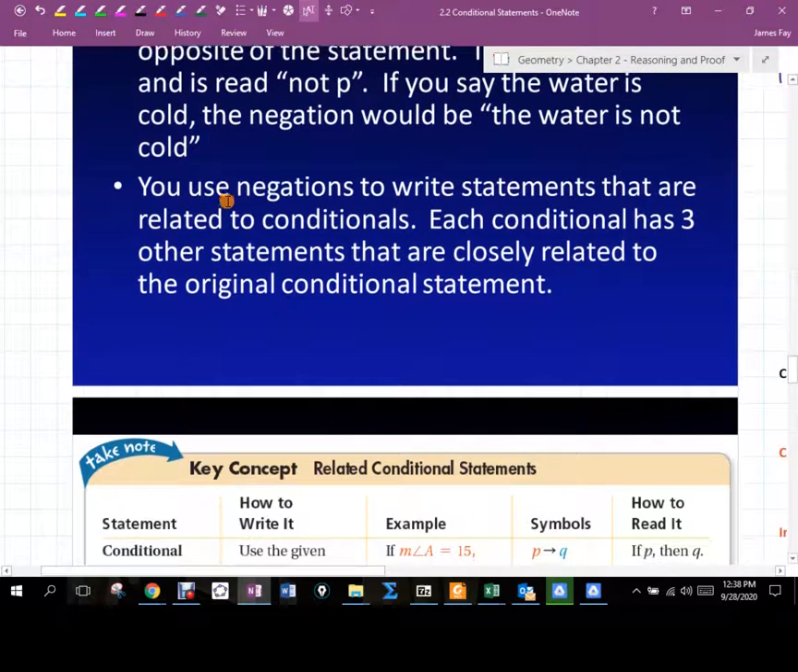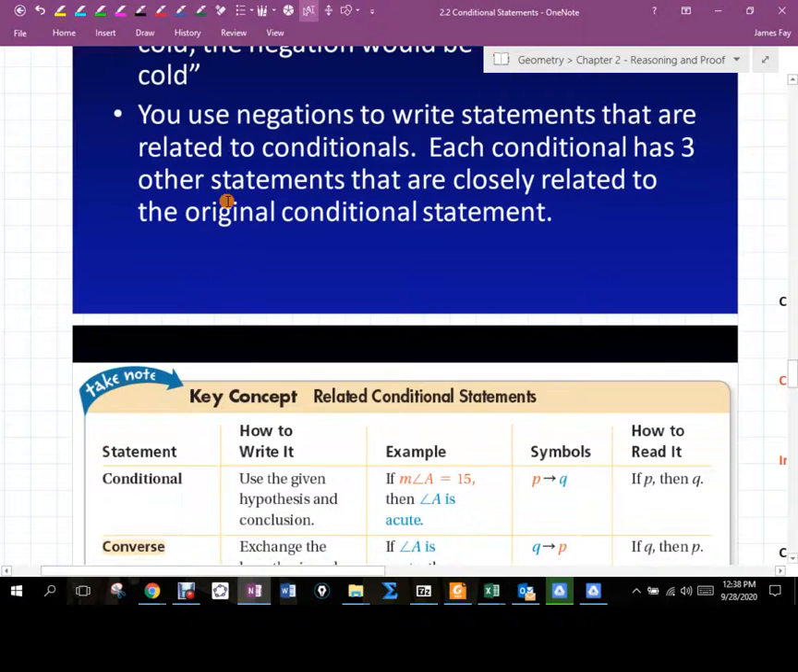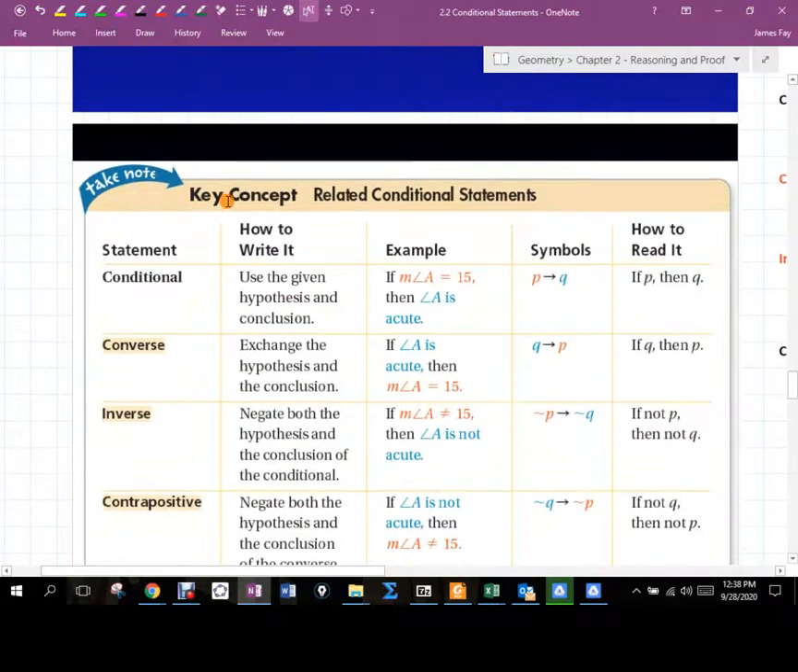So you use negations to write statements that are related to conditionals. Each conditional has three other statements that are closely related to the original conditional statement. Okay. So tomorrow, we'll stop here today. Tomorrow, we'll get into this stuff.